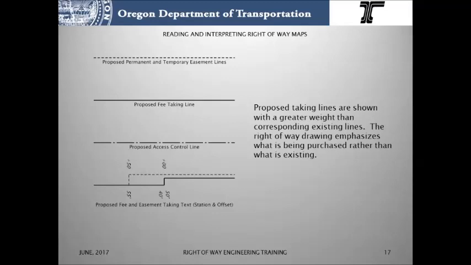Now, proposed taking lines are shown with a greater weight. They're thicker than the corresponding existing lines. And the reason for this is our right-of-way drawing emphasizes what is being purchased rather than what is existing.